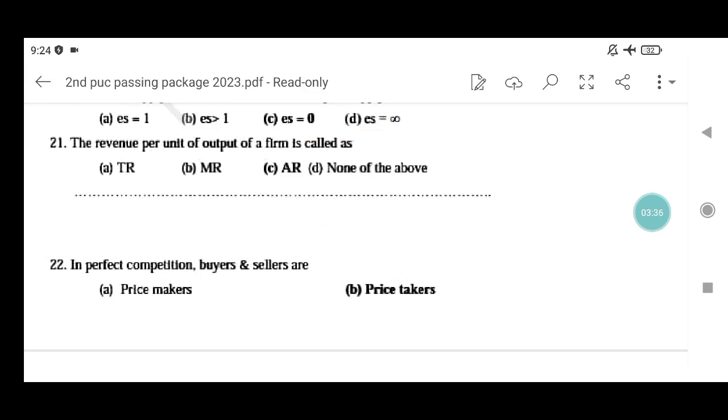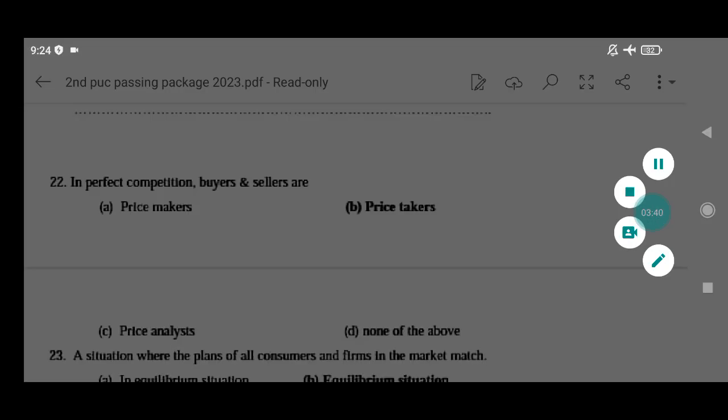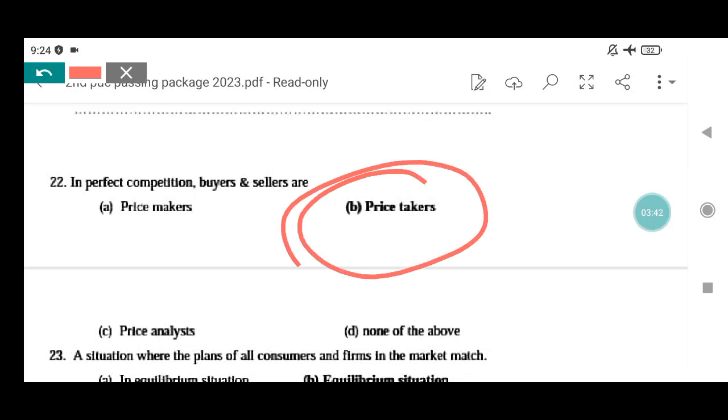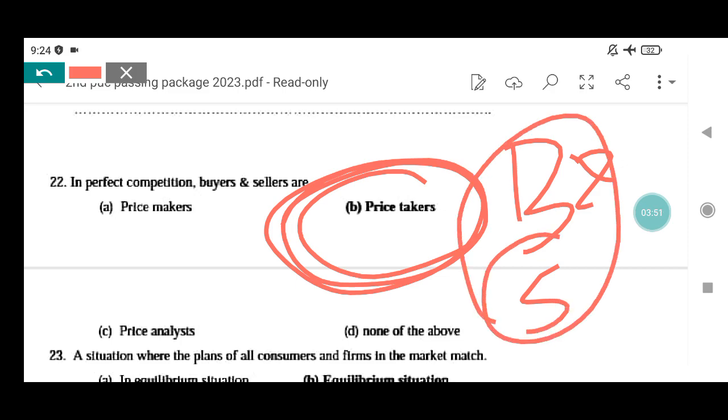Next one is, in perfect competition, buyers and sellers are considered as price takers. This is a very important question. In a perfect competition, both buyers and sellers are price takers. Both cannot decide the price. So both have to accept according to the market conditions. So in a perfect competition, buyers and sellers are always price takers, not price makers.